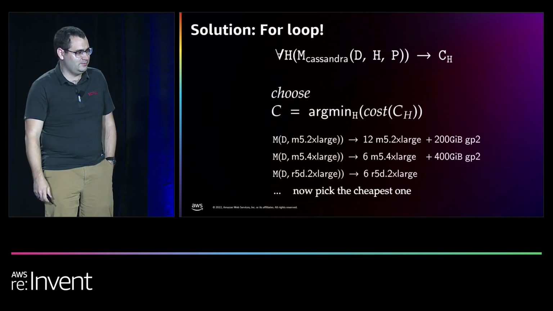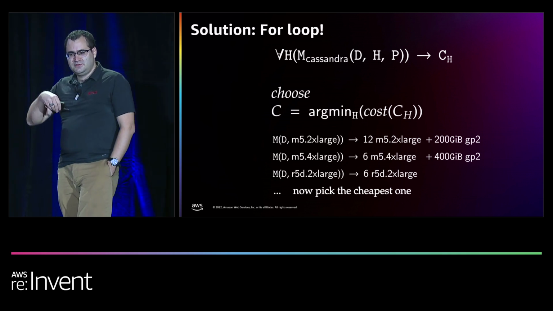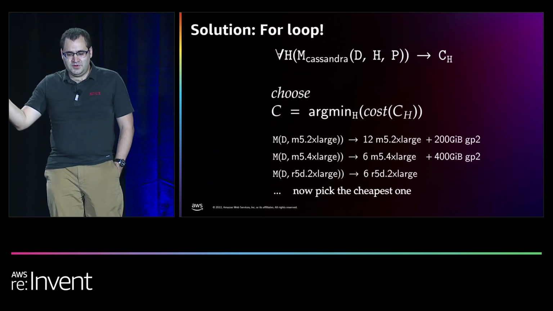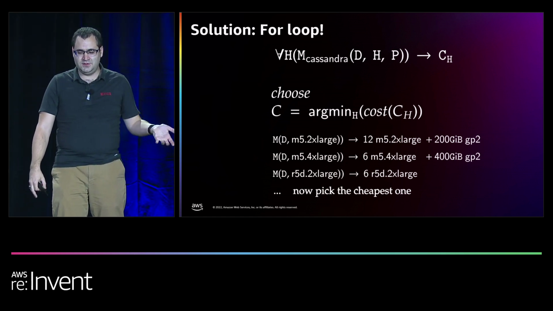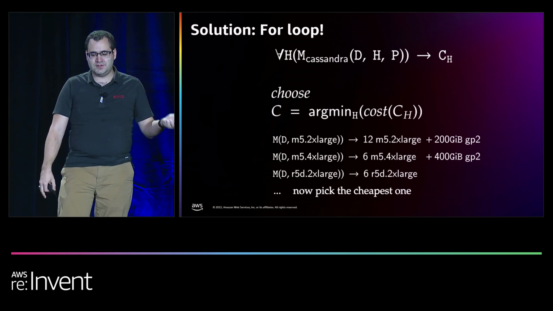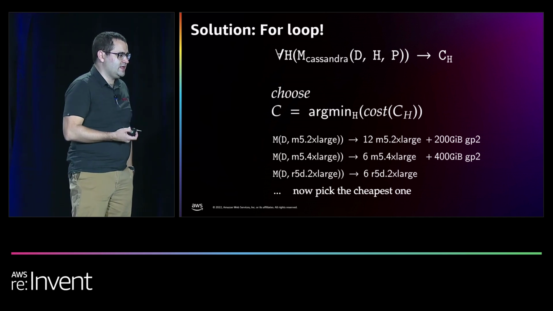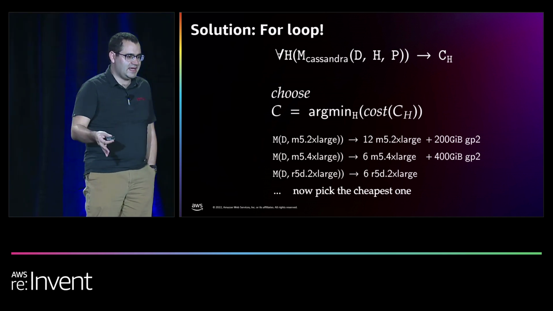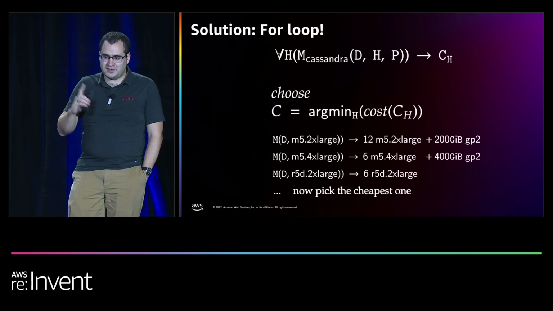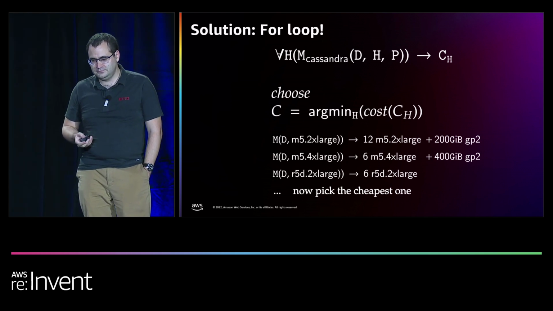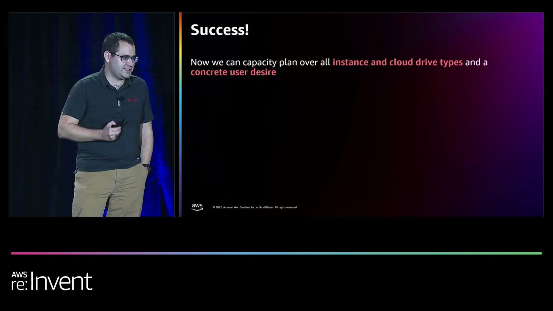Solution? Trusty for loop. We can just loop over all the different inputs, all the different possible instances, filtering out the lifecycles that we should never deploy. We feed them through the model, and for each different kind of concrete instance type, we get out, well, if you force me to buy M52s, I need 12 of them. If I buy R5D2s, I need 6 of them. And then you just pick the cheapest one. You can intuitively think of this like, OK, I figured out how much CPU, RAM, network, disk I need, and this is just saying, how can I most cheaply buy the resources that I need with my current pricing? Great success. We can capacity plan over all instances and cloud drive types with a concrete user desire.